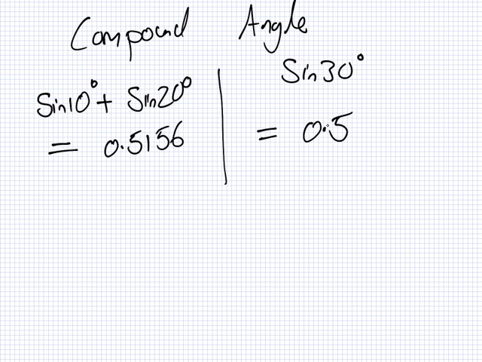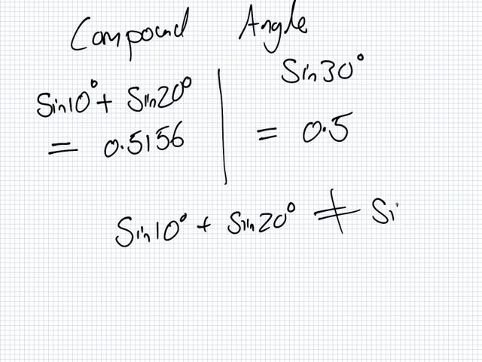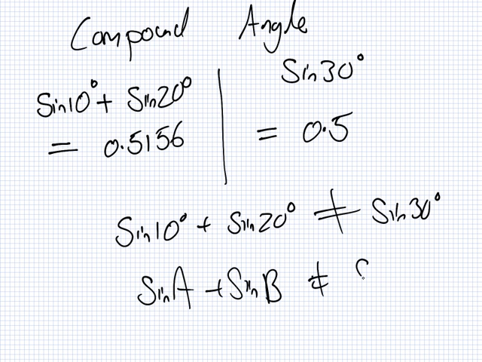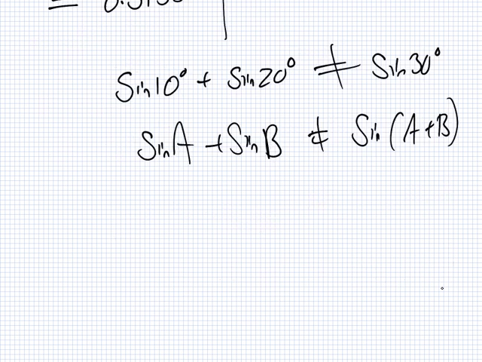And what's most important is that you notice that they're not the same. So in other words, sine 10 plus sine 20 does not equal sine 30. So sine does not add like this. Sine A plus sine B does not equal sine A plus B. So the question now is, how can I calculate sine A plus B?